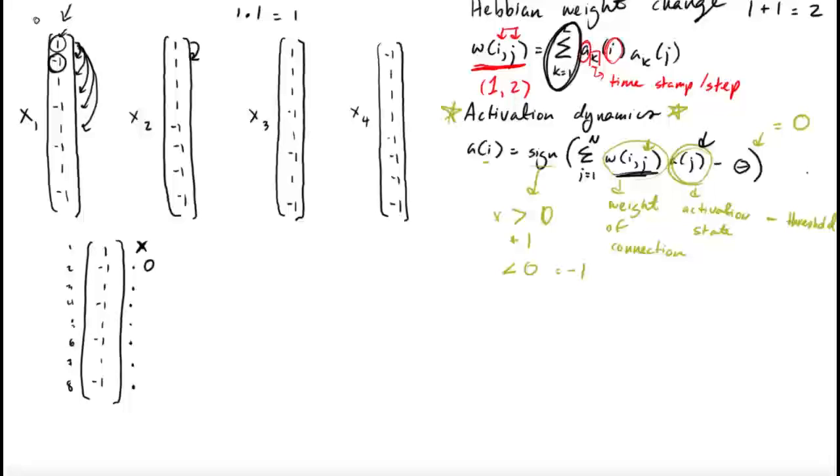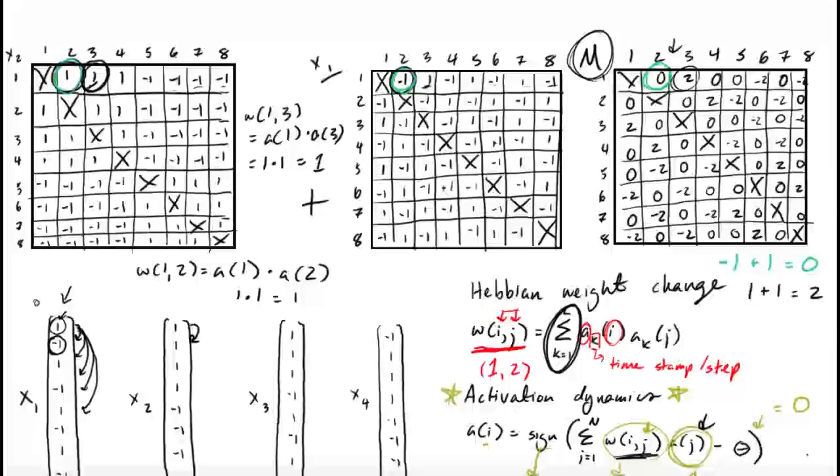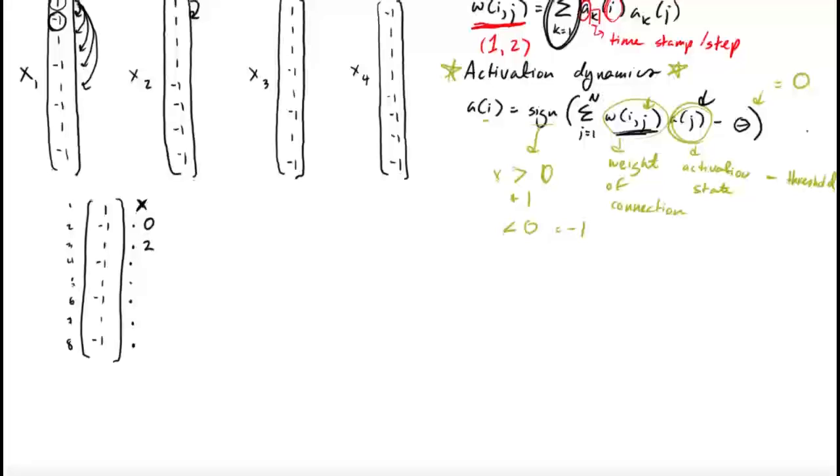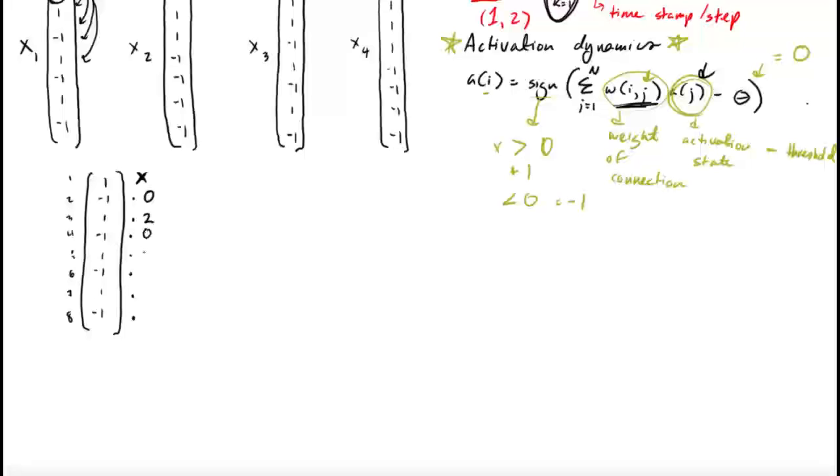All right, now what's 1,3? We have the activation state of 3, our a_j term, which is 1. Now, what's the weight value? Well, if we go up here, that weight value is 2. So we're going to multiply that by 2. 1,4, the weight value is 0. So is 4,5. And then 1,6, it is 2. 7 is 0. And then 8 is 2. So if we go through, we multiply all of these out. Oh, sorry. This one is a negative 2, which means this is a positive 2, as is this one. Okay, so these are the multiplication values over here.